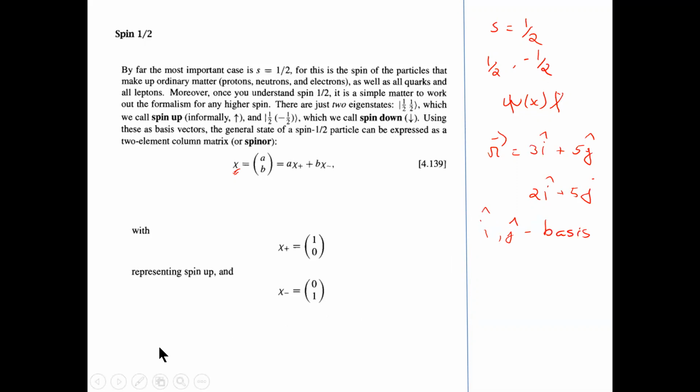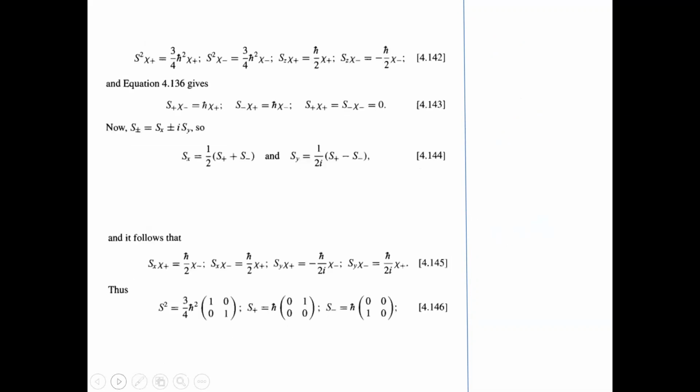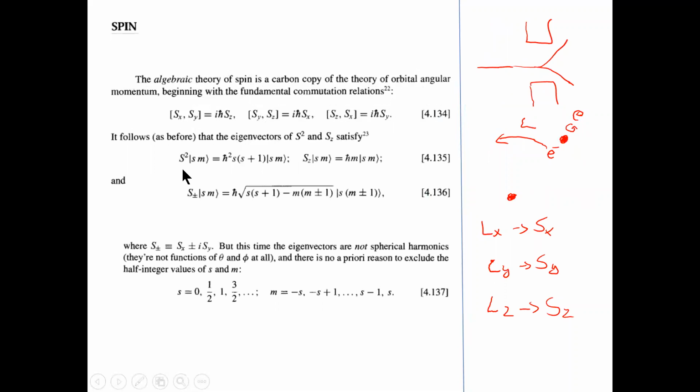Okay, so that is the basis vectors. Now we have to work out what this spinor will be. We'll get that by following the operator relations we had studied, right? We had studied that if you operate S square on an eigenfunction, you get ħ square s(s+1) times the eigenfunction.